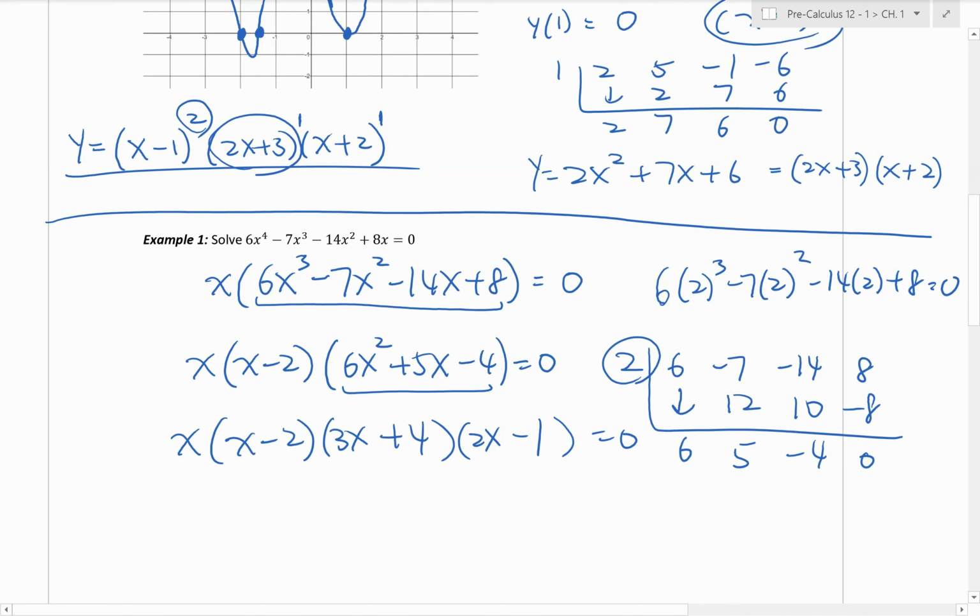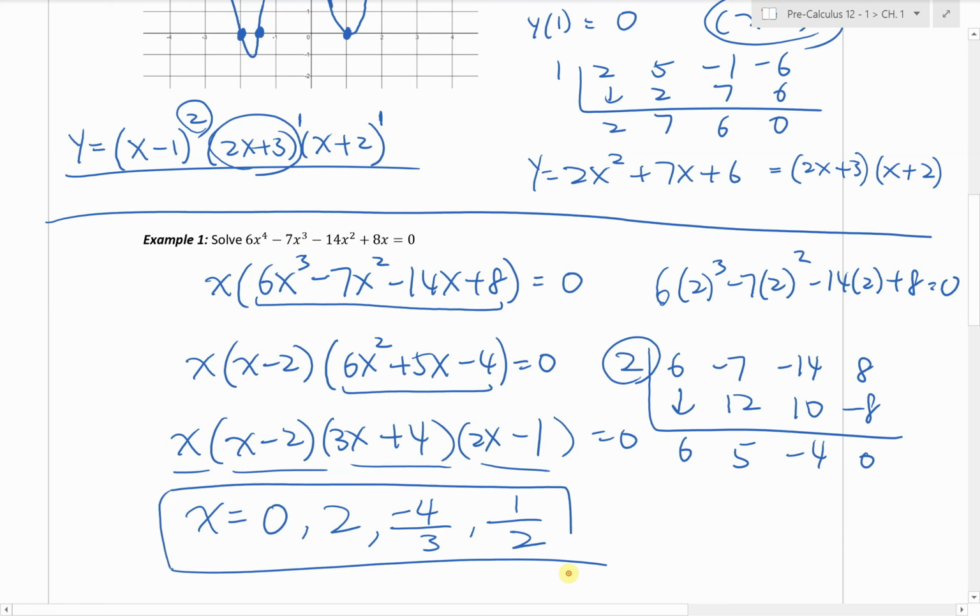Okay, so then I'm basically done, right? I'm just looking at every single set of brackets. For the first one, what makes x 0? Well, if x is 0, then it's 0. What makes this bracket 0? If x is 2, that will make it 0. This one is going to be negative 4 over 3. And this one is going to be 1/2. So there you go, 4 answers. That's how you solve polynomial equations. Okay, factor it. That's it. And then basically you're looking for your x-intercepts. It's the same concept.